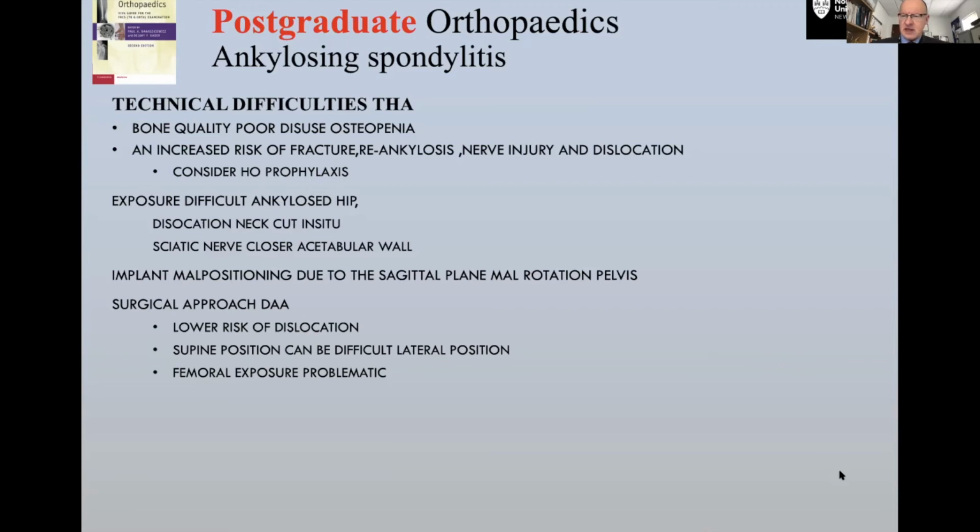However, the supine position can be difficult with ankylosing spondylitis, just positioning the patient. So in the papers, the direct anterior approach was performed through a lateral position. Femoral exposure was problematic. These papers were from China, where they've got more extensive experience with the disease process. And so for us to take on performing a direct anterior approach via a lateral position is perhaps more trouble than it's worth, and so the papers should be looked at with some skepticism.